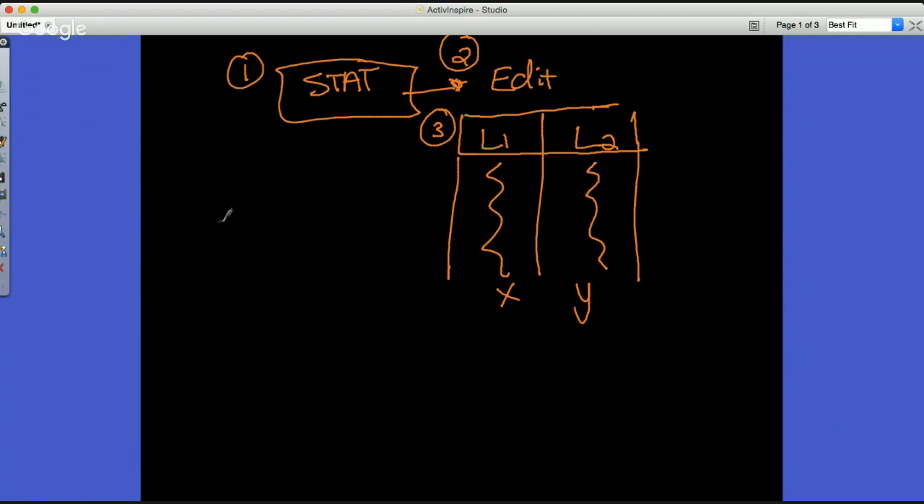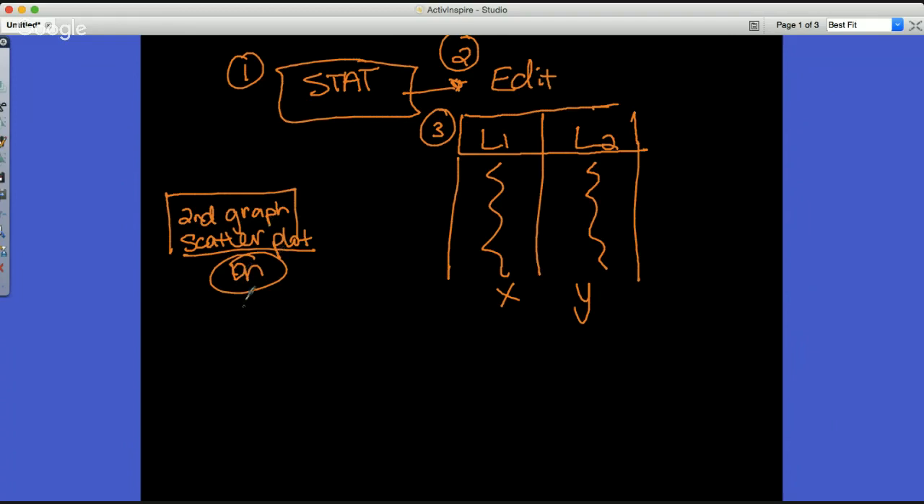Then, if you want to see the graph, which again you'll have to do with me, you'll have to go to second graph and make sure the scatter plot is on. Make sure that the first one says on and it has L1 as the X's and L2 as the Y's. Then you can go to the graph button.